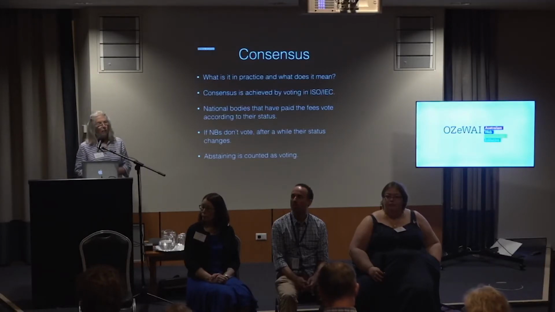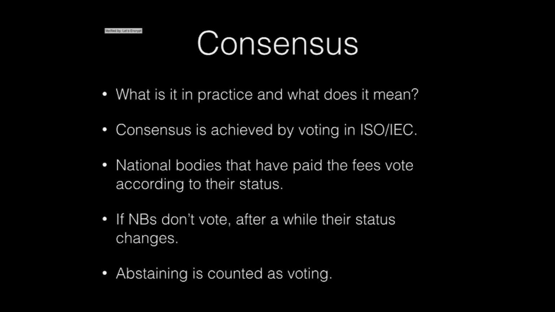It's achieved by voting in ISO. Well, that's not quite consensus of the expert group that's done the work. It's voted on by national bodies who've paid the fees. So Australia participates in some ISO standard making, but not all. So unless Australia has chosen to pay up for that particular thing, they're not there. Countries that don't participate actively get dropped in status.